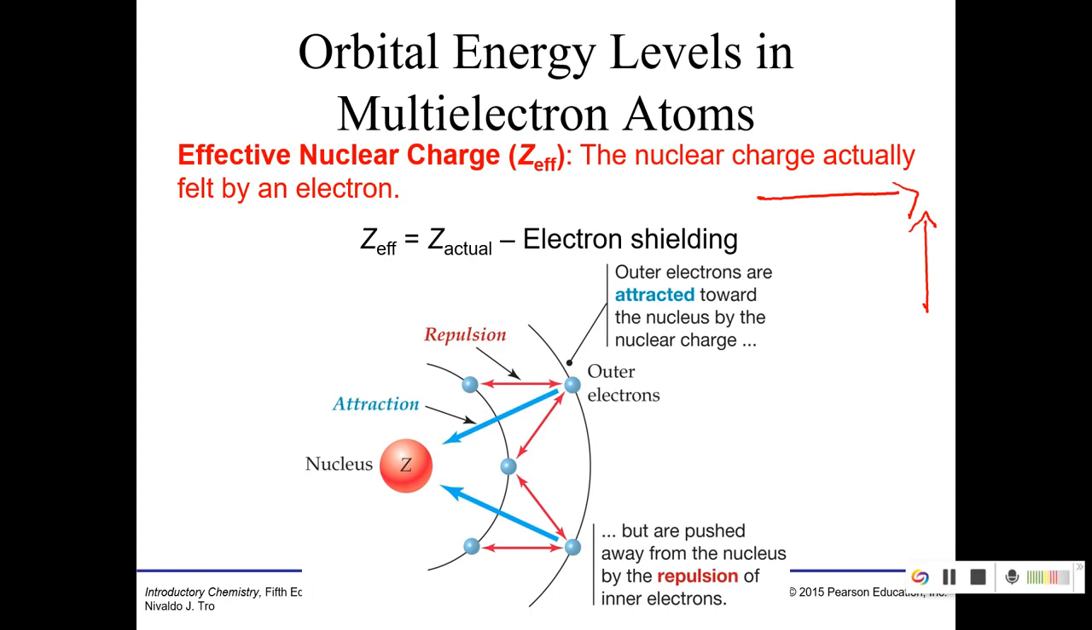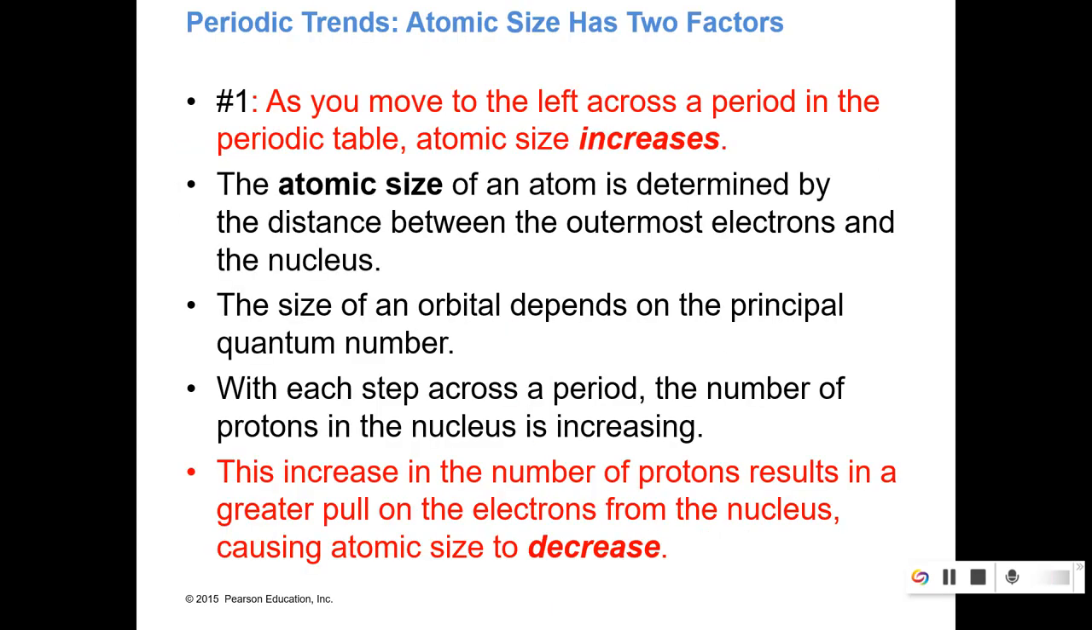Now, I know that Zeff is not one of the ones that you wrote on your periodic table project, but it is an important one. It's just how strong of a pull the electrons have from the nucleus. This is really the reason why most of the other trends happen. The next trend is going to be atomic size.